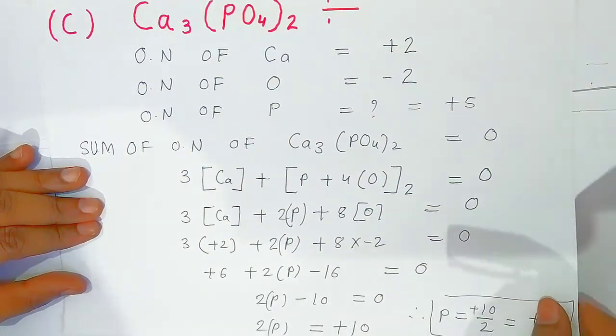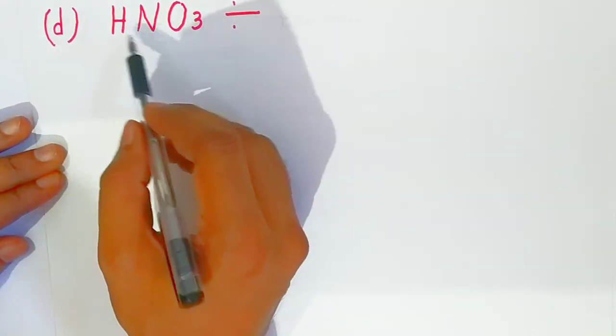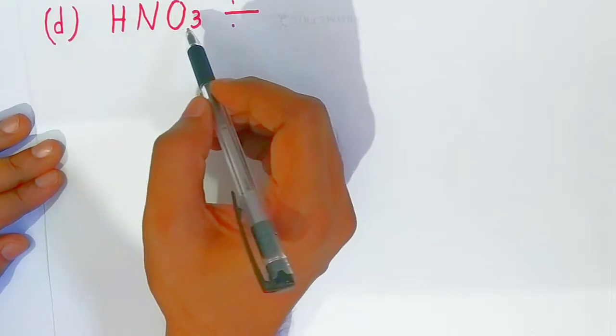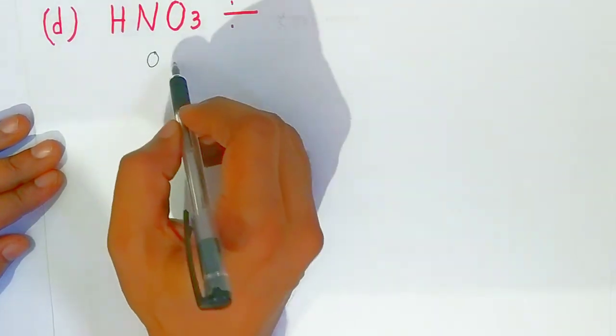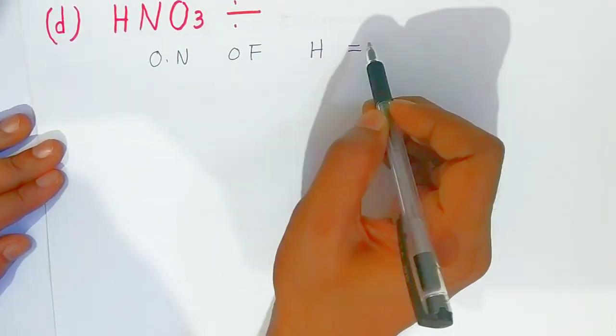Now we are going to see the fourth compound, that is HNO3. It is made up of hydrogen atom, nitrogen atom and oxygen atom. This is nitric acid, students. So first we will write the oxidation numbers. You know the oxidation number of hydrogen. Oxidation number of hydrogen is +1.